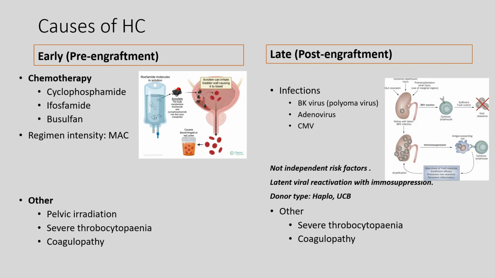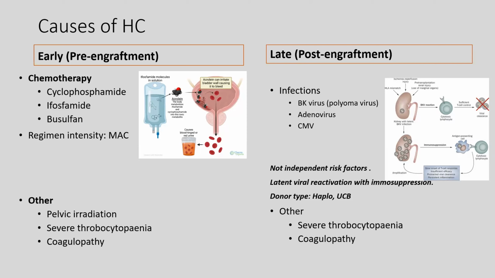In the early pre-engraftment period, if a patient has hemorrhagic cystitis, it is usually due to the chemotherapy that may have been used. So drugs like cyclophosphamide, ifosfamide, and busulfan can actually cause hemorrhagic cystitis. Basically, it's acrolein, a metabolite of these drugs, that can irritate the bladder wall, causing bleeding.